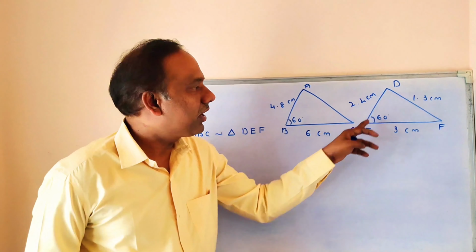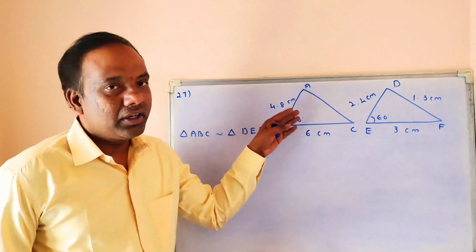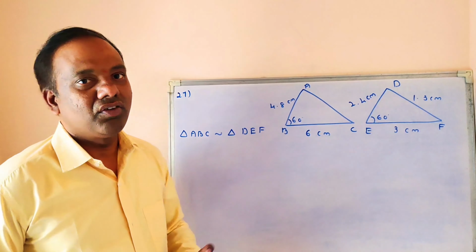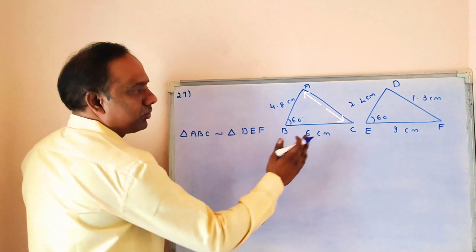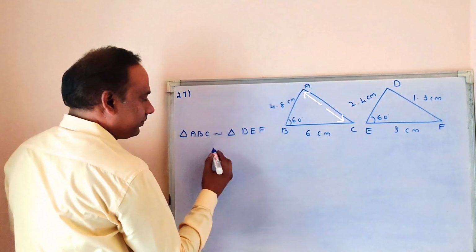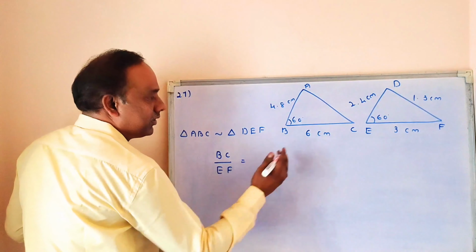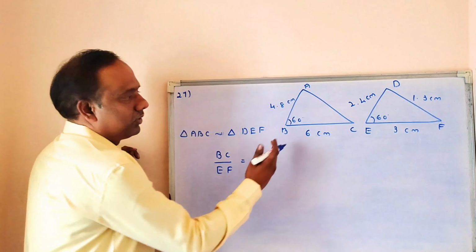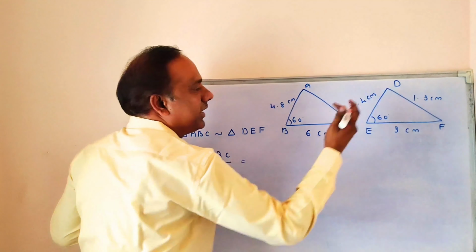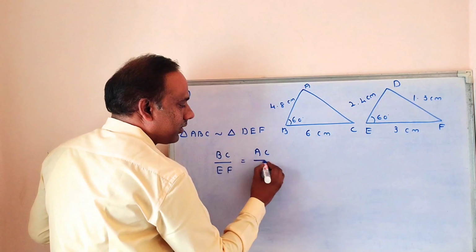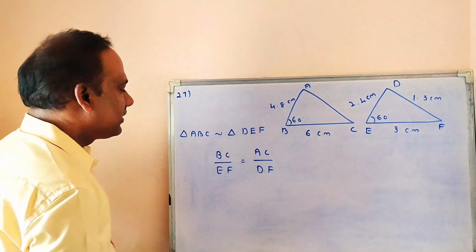So here triangle ABC and triangle DEF are similar. Two triangles are similar means the ratio of the corresponding sides are equal. Here they asked AC. So BC by EF, you can take any one, no problem. So BC by EF is equal to AC by DF. So we need the AC value.